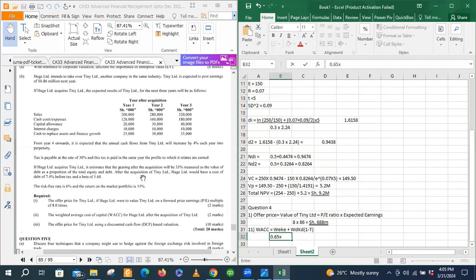It estimates that the gearing after the acquisition, gearing is debt, so debt is 0.35 as a proportion of equity and debt. Gearing is debt. So equity is 0.65, and we are told the approach for Ke, so let's start by finding Ke first.